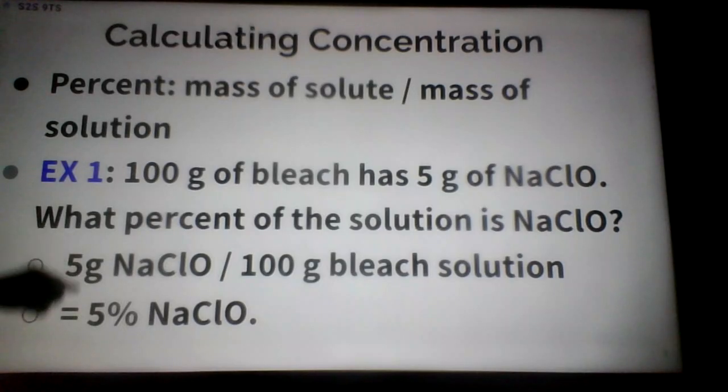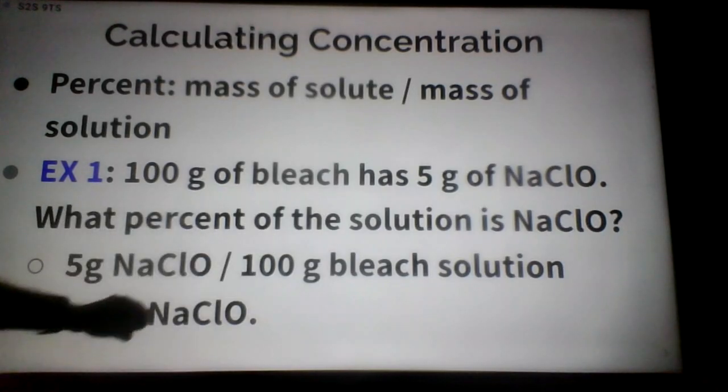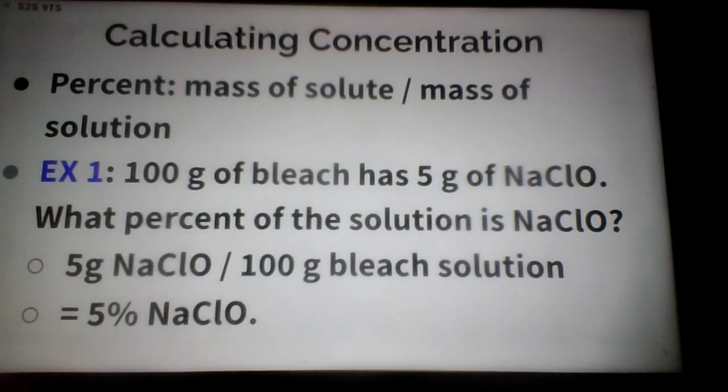Now it works out to 5 only because we're dividing 5 by 100 to get 5%. If this was 25 divided by 50, we'd get 50% here. So don't let the fact that that was 5 make you automatically think the answer is going to be 5. It's 5 only because of the 100. But that's how we calculate the concentration. What we're talking about in this case is the sodium chlorate divided by the entire solution.